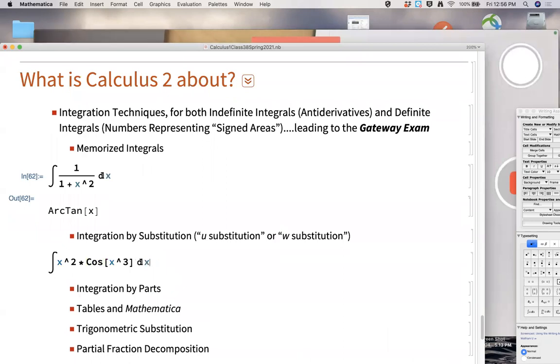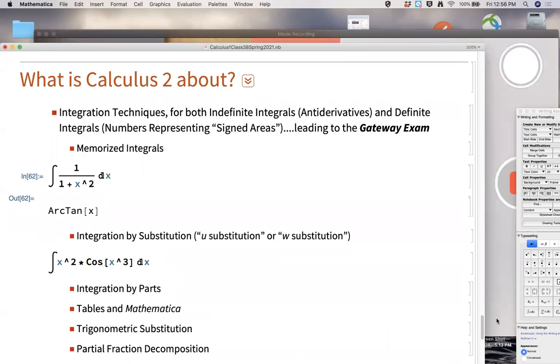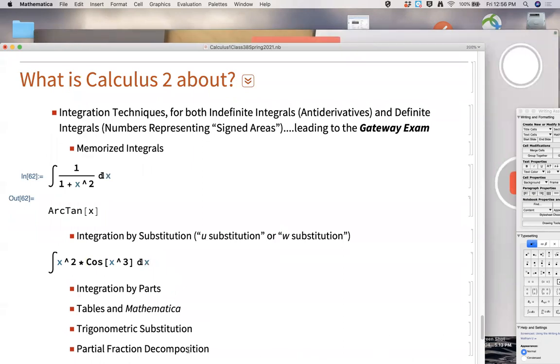The reason this is doable, a similar problem came up on your exam on Wednesday. The reason it's doable, it turns out, is because the thing that's out here is almost the derivative of the thing in here, right? The x cubed, its derivative would be 3x squared. If I had a 3 here, it would be the derivative of the inside, but I don't. However, the fact that it's almost the derivative of x cubed means this integral is possible to do.